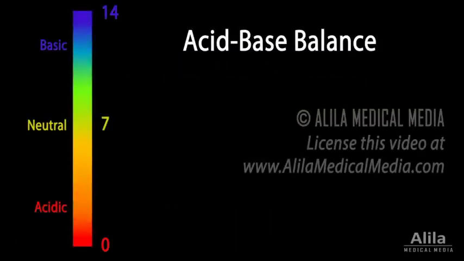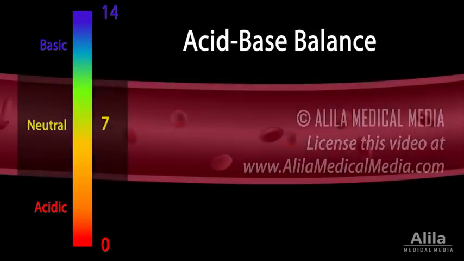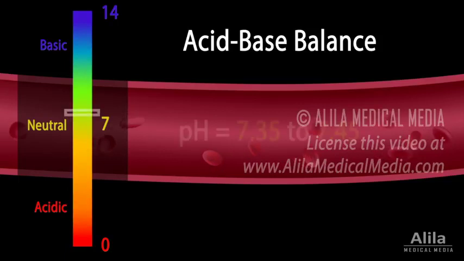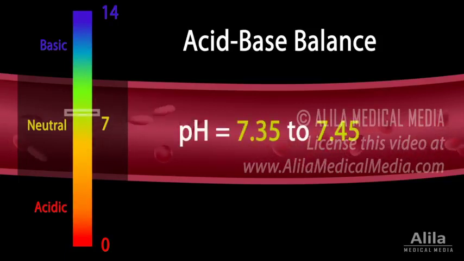pH is an indicator of acidity. The body's blood pH is strictly regulated within a narrow range between 7.35 and 7.45. This is because even a minor change in acidity may have devastating effects on protein stability and biochemical processes.